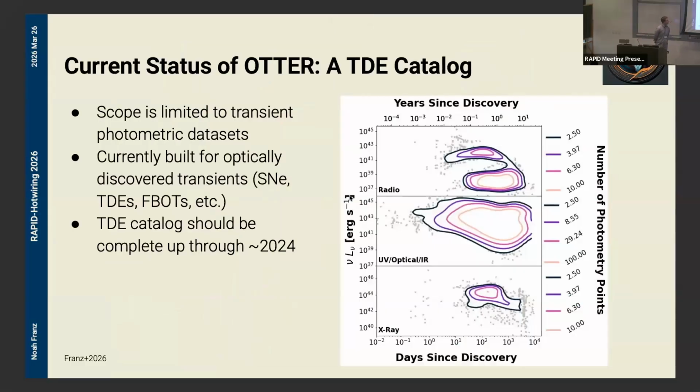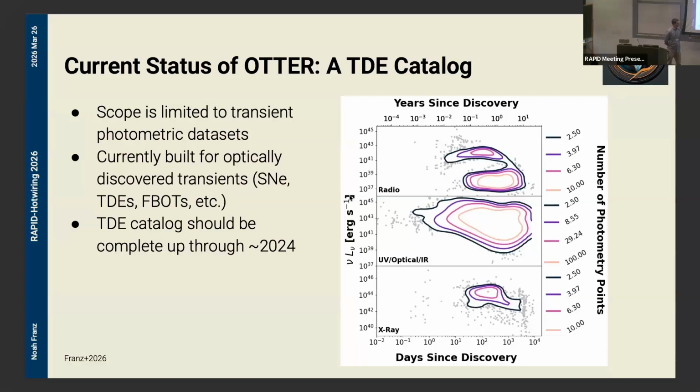And so we started OTTER as a TDE catalog, a tidal disruption event catalog, where, as I mentioned earlier, we have a scope limited to metadata and photometry. And a lot of the infrastructure is built to support optically discovered transients like supernovae, TDEs, and FBOTs. And importantly, the TDE catalog should be complete up through about 2024.